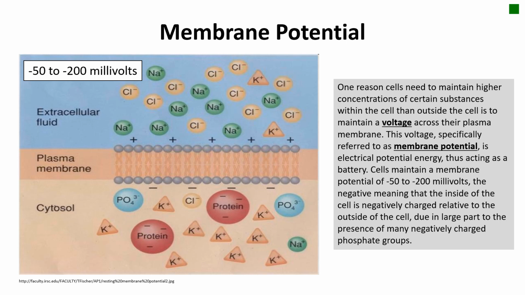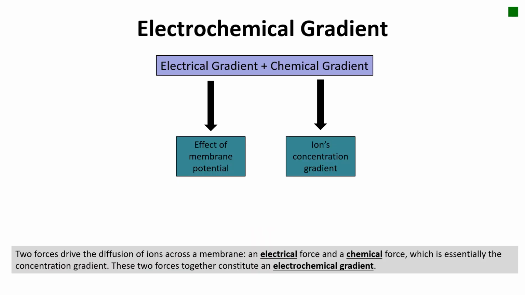due in large part to the presence of many negatively charged phosphate groups. Two forces drive the diffusion of ions across a membrane, an electrical force and a chemical force, which is essentially the concentration gradient. These two forces together constitute an electrochemical gradient.